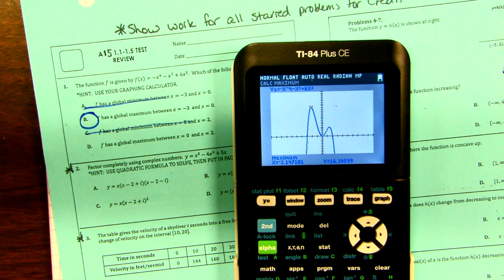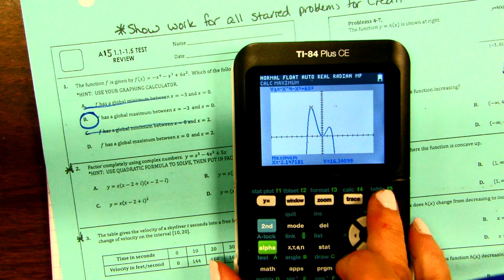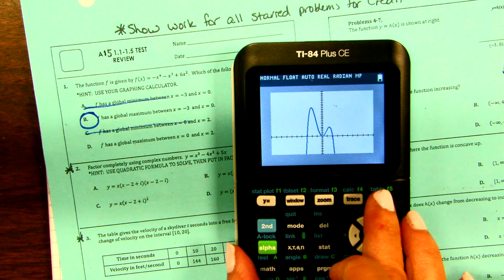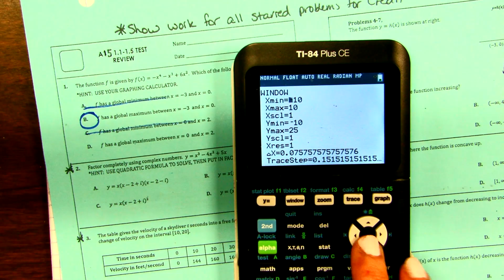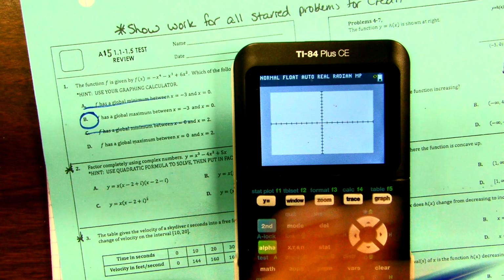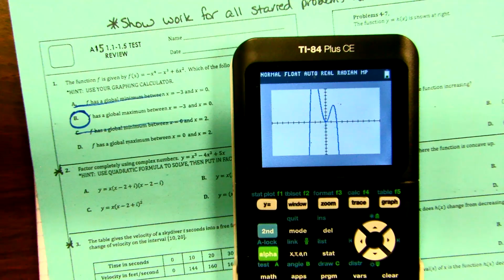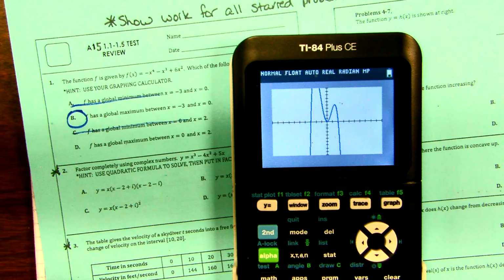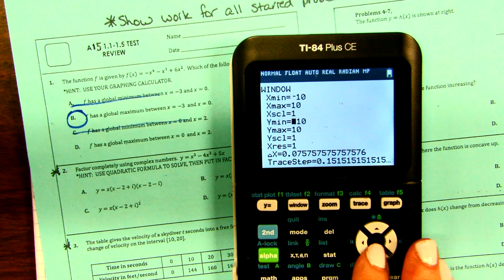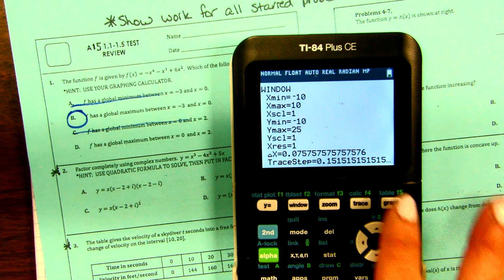Are you talking about... let me see. When it looked like this. Okay, so I did. So you knew how to change the window, right? Okay, so now we have this.